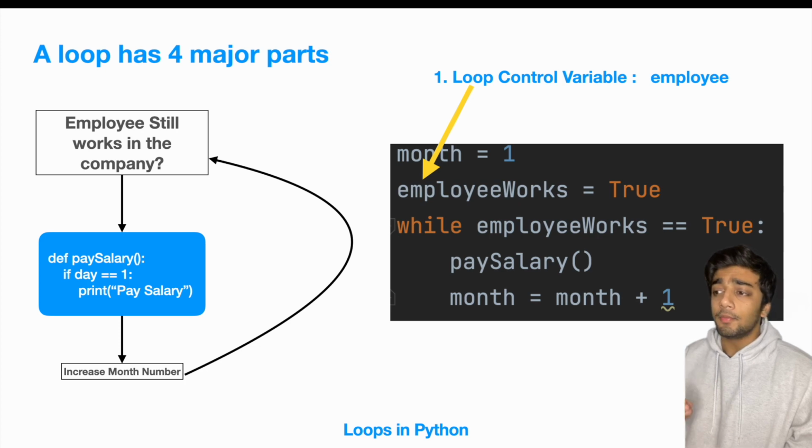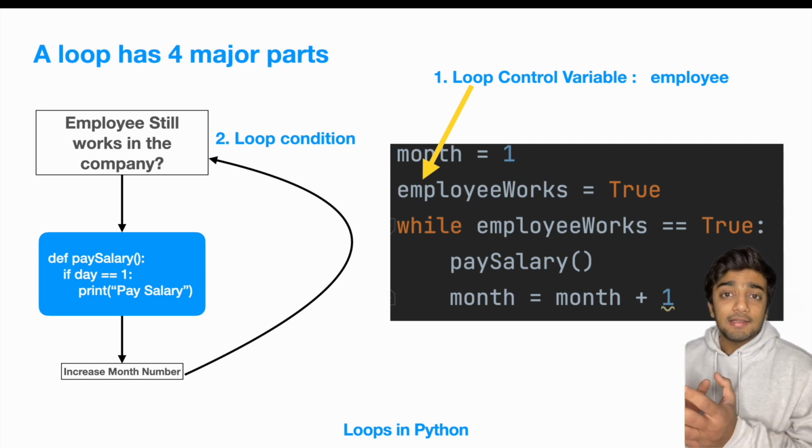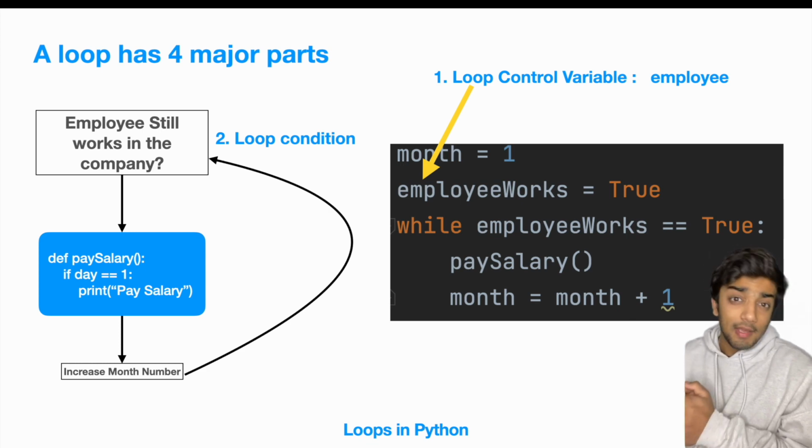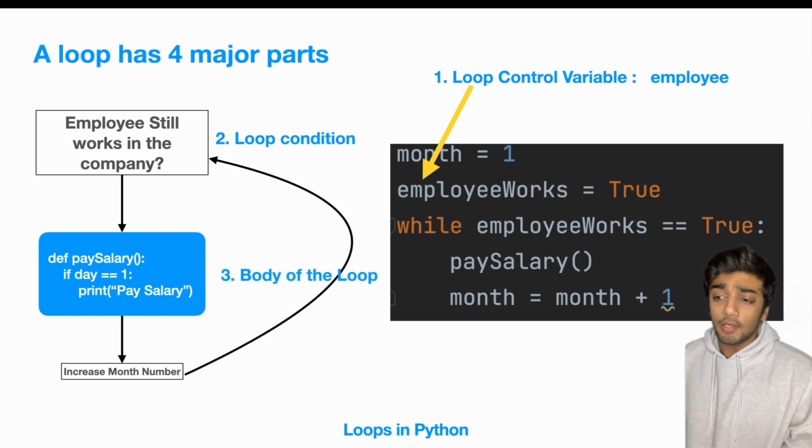Yeah, the loop control variable governs or decides how many times a loop repeats itself. Next, we have the looping condition, or the loop condition. Now, the loop condition usually works with the loop variable, which defines whether the loop needs to go ahead or not. So the looping condition and the loop variable together govern how many times the loop actually goes on.